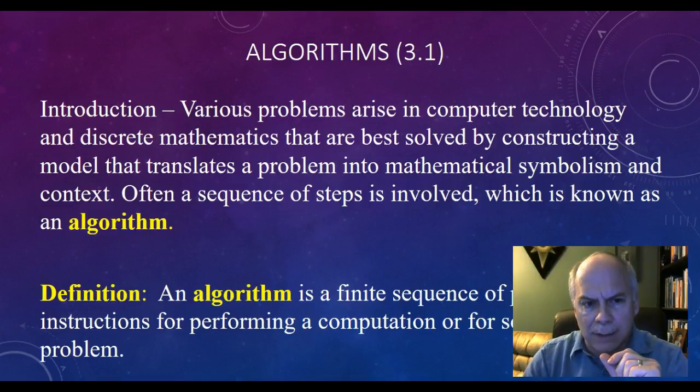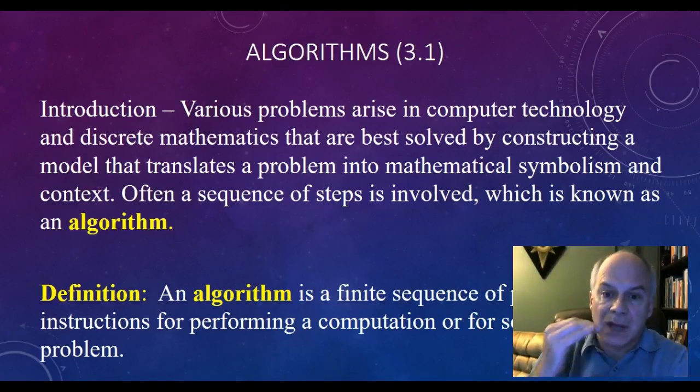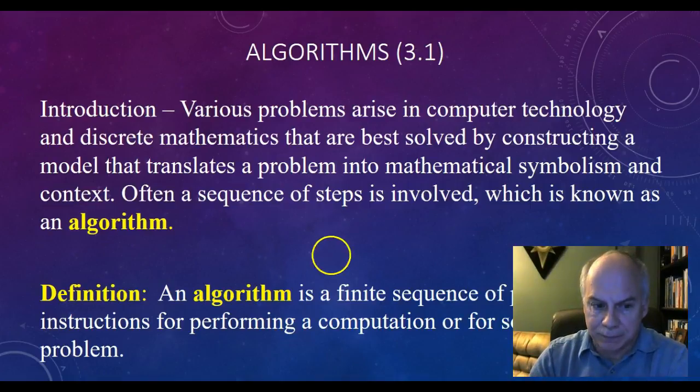First of all, various problems arise in computer technology and discrete mathematics that are best solved by constructing a model that translates a problem into mathematical symbolism and context. Now, often a sequence of steps is necessary to solve the problem. So when a sequence of steps is involved, this is known as an algorithm. An algorithm is simply a sequence of steps to accomplish some purpose or solve some problem.